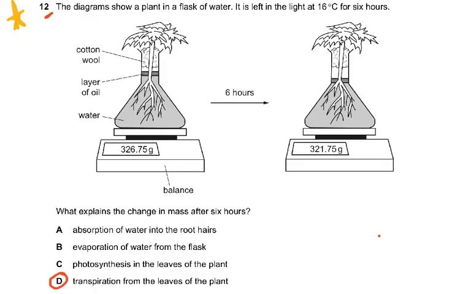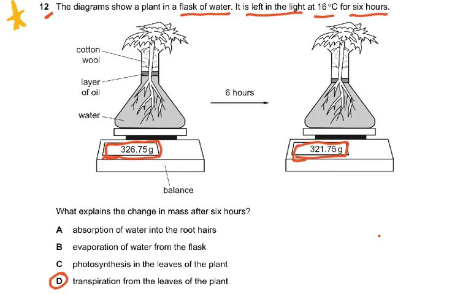Question number 12, which is again mentioned in the examiner's report. The diagrams show a plant in a flask of water. It is left in the light at 16 degrees Celsius for 6 hours. Now look at the mass. This is 326.75. The whole plant with the flask, with the water, with the layer of oil, with the cotton wool, with the leaves has now become 321.75. So it has lost 5.0 grams. There is a decrease in 5 grams of mass of everything: the water, the glass, the flask, the cotton wool, the leaves. So what explains the changes in the mass?